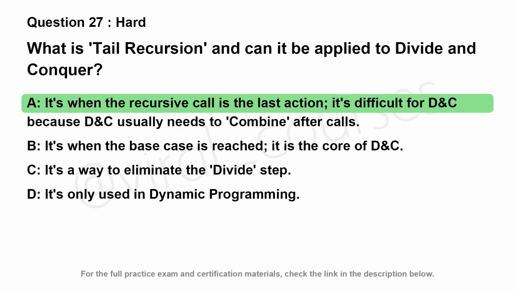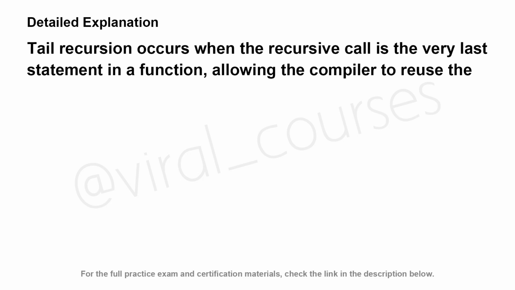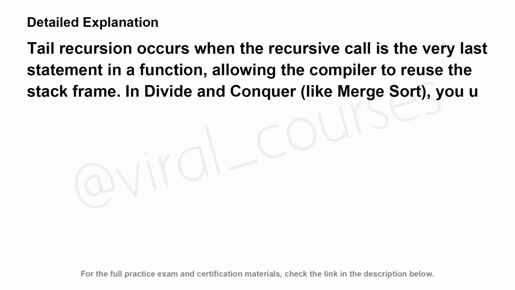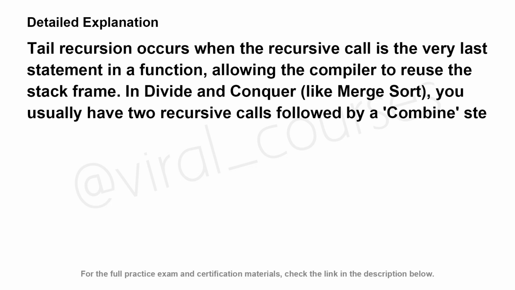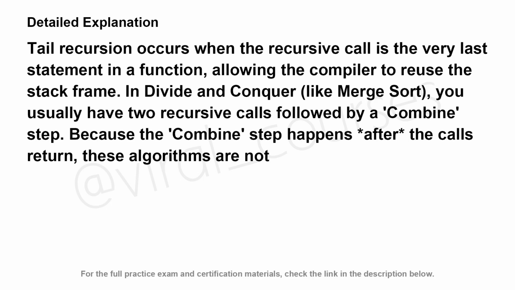The correct answer is A. Tail recursion occurs when the recursive call is the very last statement in a function, allowing the compiler to reuse the stack frame. In divide and conquer, like merge sort, you usually have two recursive calls followed by a combine step. Because the combine step happens after the call's return, these algorithms are not naturally tail recursive.